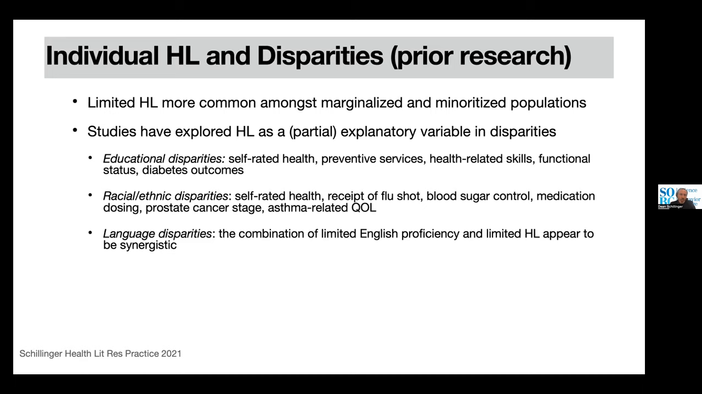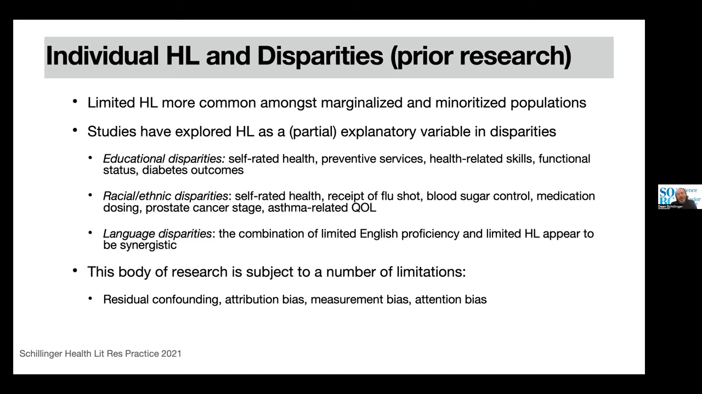With respect to extant racial and ethnic disparities, health literacy has been shown in some studies to be a partial explanatory variable in such outcomes as self-rated health, receipt of flu shots, blood sugar control in people with diabetes, ability to dose medication accurately, the stage at which individuals with prostate cancer present, and asthma-related quality of life. And with respect to linguistic disparities, it has been shown that the combination of limited English proficiency and limited health literacy appear to be synergistic in terms of being detrimental to healthcare outcomes.